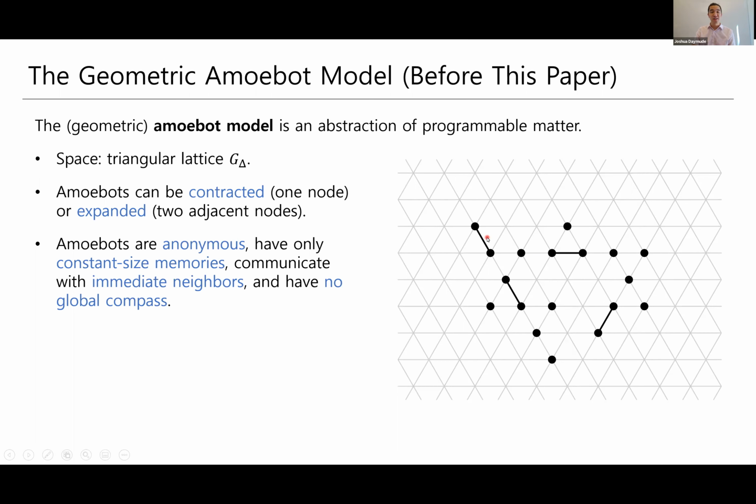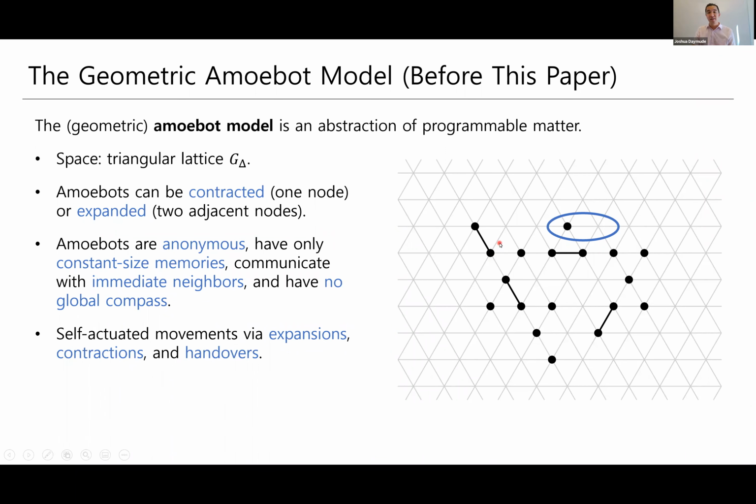Individual Amoebots are anonymous, so they don't have any unique identifiers. They have constant size memory. They can only communicate with those in their immediate one neighborhood, and they don't have any global compass. They move in an active way, meaning that they decide where they want to move and when, via expansions, which is when a contracted Amoebot stretches out into an adjacent position, followed up by a contraction, where it once again goes to occupy only a single node. Handovers are just a way for neighbors to do expansions and contractions together.